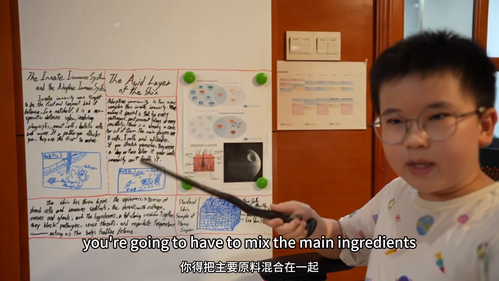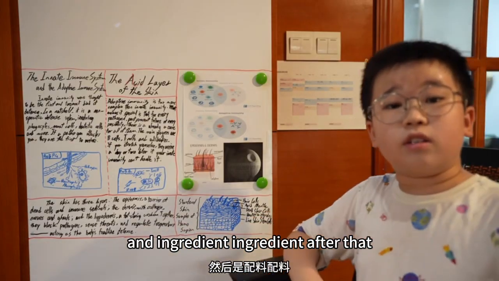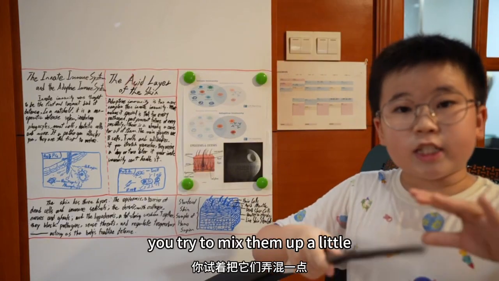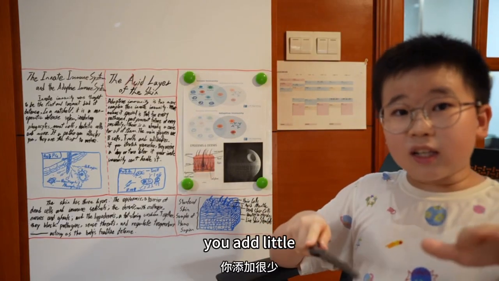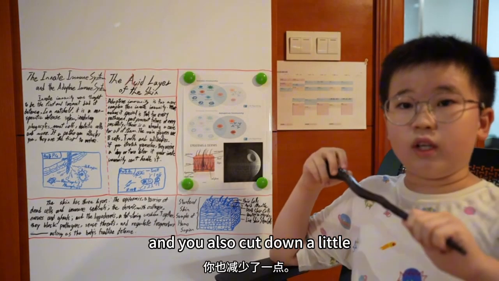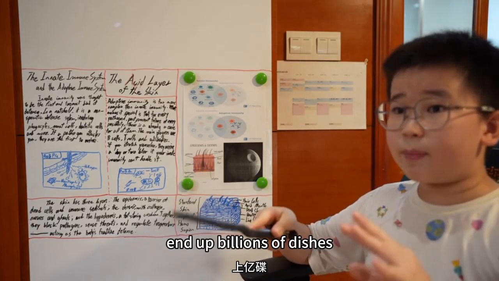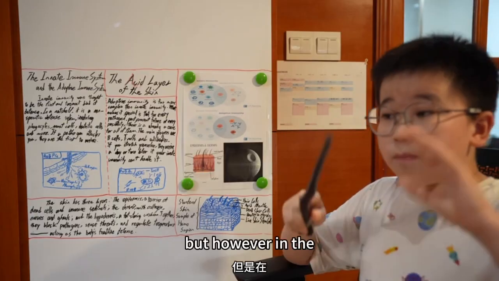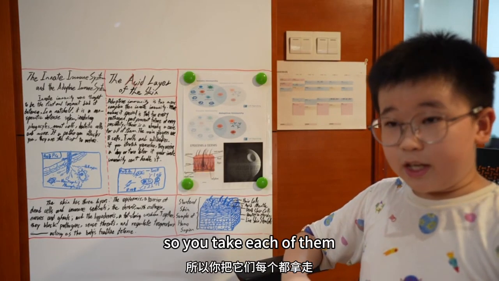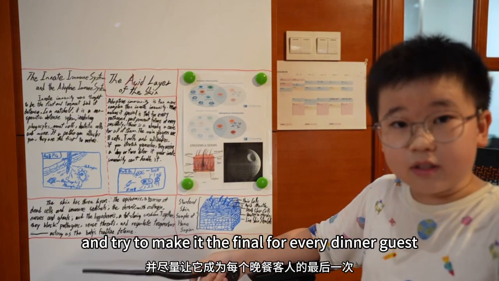First of all, you're going to have to mix the main ingredients. You make every ingredient after that. However, once you get the final result, you try to mix them up a little. You add a little, you replace a little, and you also cut down a little. So in this way, basically, you can end up with billions of dishes. But in the end, you have to refine it into a final dish. So you take each of them and try to make them final for every dinner guest.